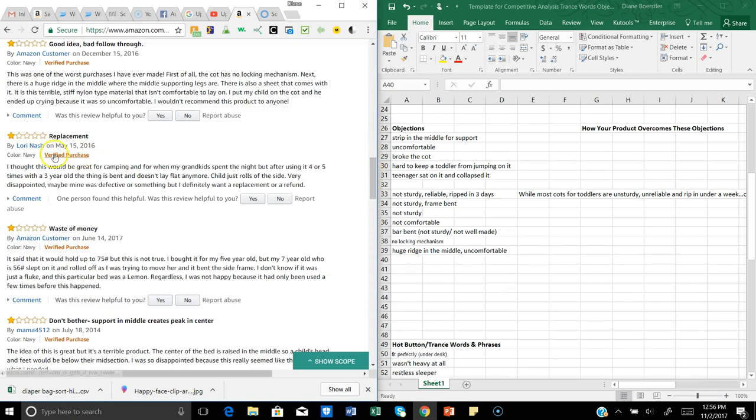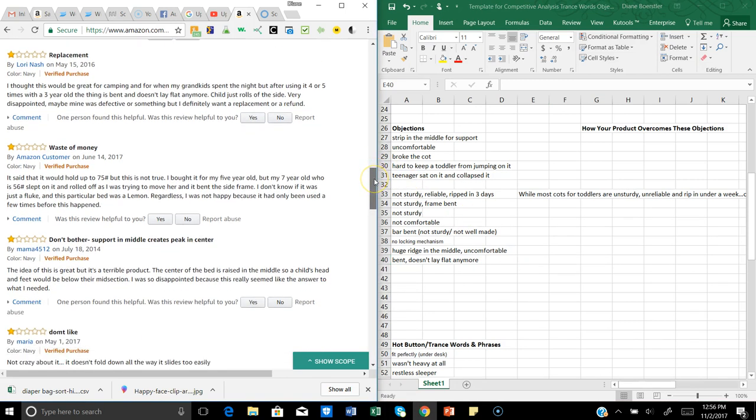And there's the one thing. Thought this would be great for camping. We found camping. Bent, doesn't lay flat anymore. Now, something to understand is that these people may not be looking for something that they can use for like 10 years. Obviously, this is for a kid of a specific size, a specific age. But they do want it to last long enough to get what they believe is the best use out of it. Something to mention is if you know how long your product lasts because you've done tests or you believe it lasts that long, mention that.